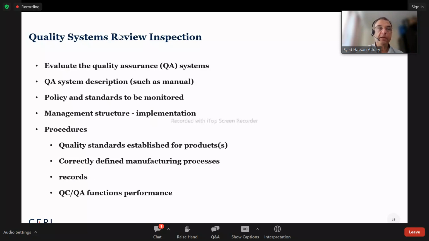Another type of inspection is the quality system review inspection, where the agency wants to evaluate the quality assurance system, the manuals that describe the QA system, the policies, and the management structure, to ensure that the quality systems are adequately developed and adhere to the requirements and the standards.